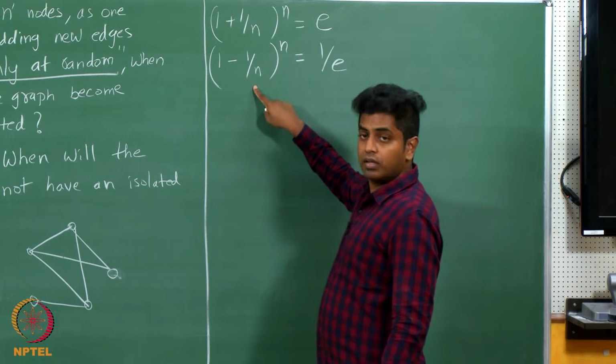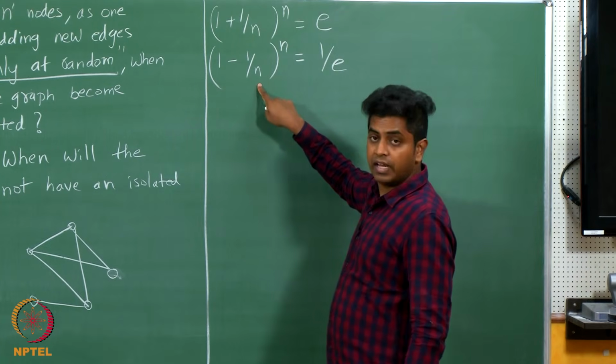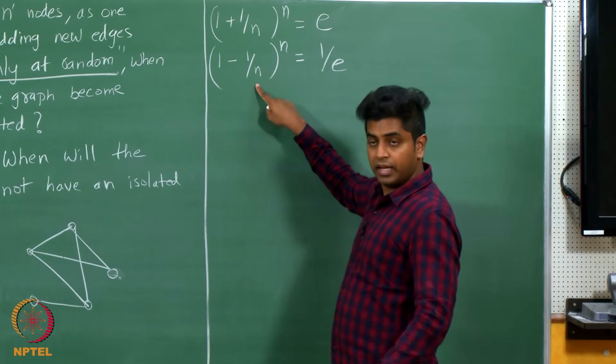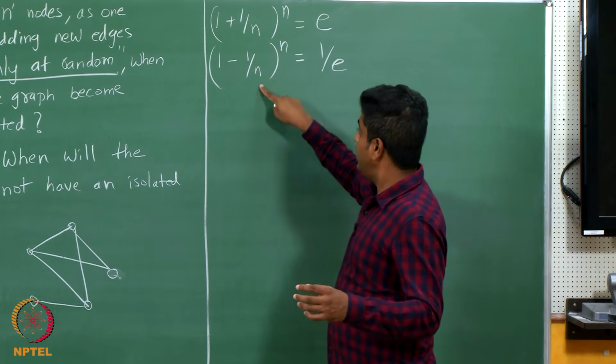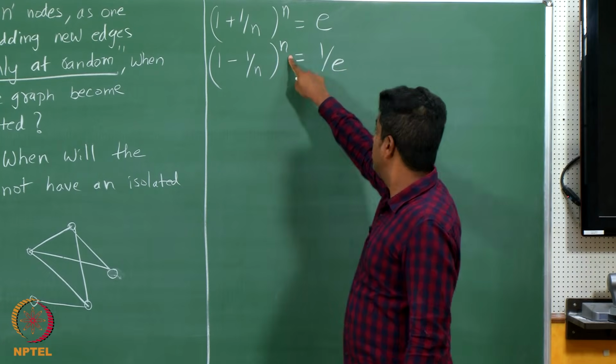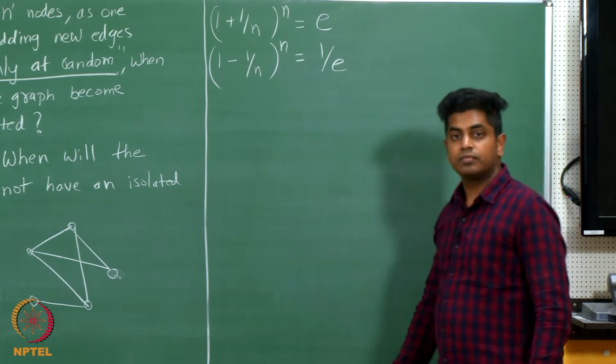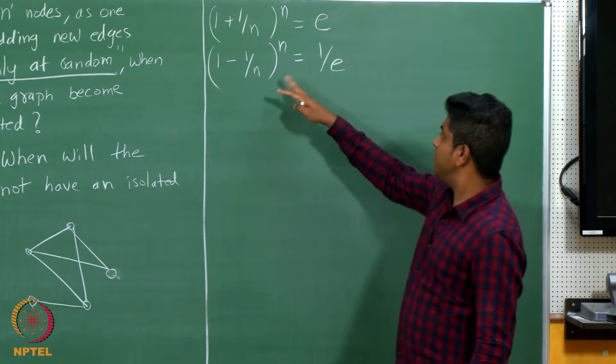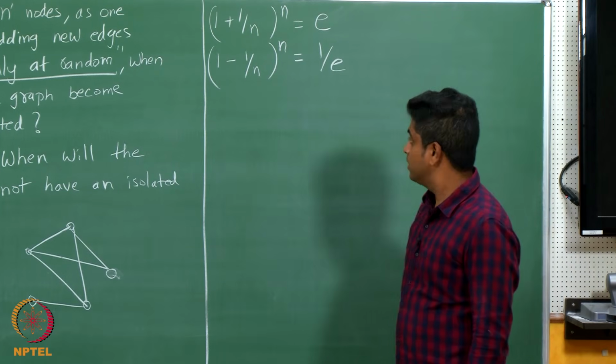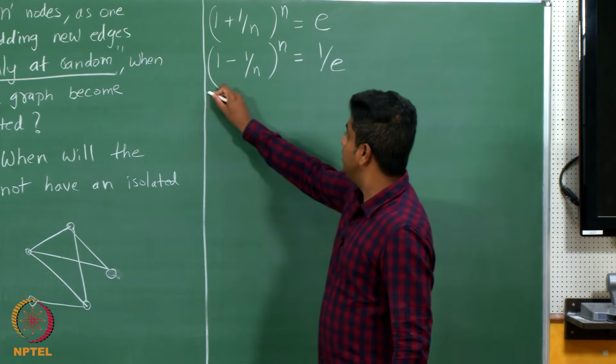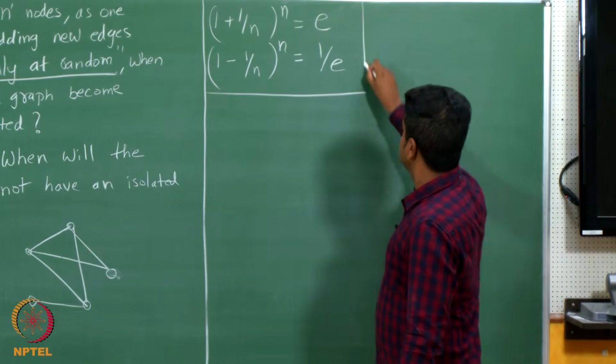(1 - 1/n)^n, let us say n is 10, then this becomes 1 - 1/10 which is 0.9, and 0.9 to the power of 10 is 1 over 2.7. As n is very big, it becomes very accurate. Now we are going to use only these two things.